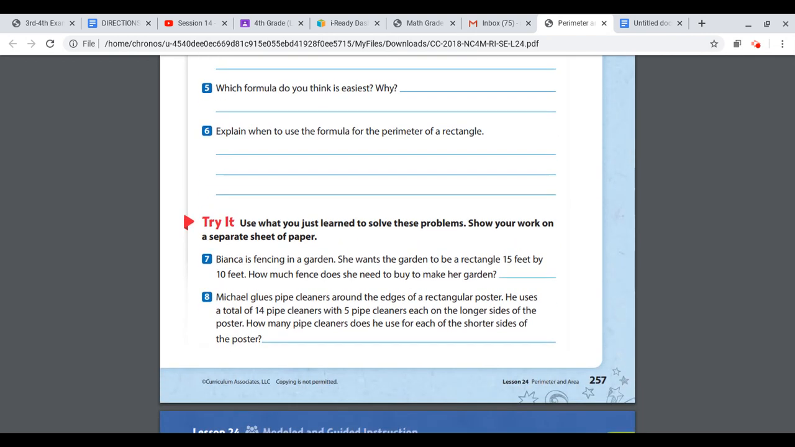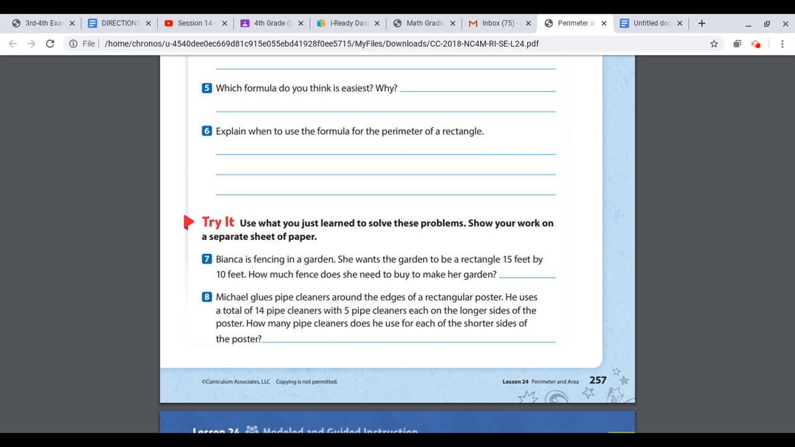Okay, now you're going to do Try It. 7 and 8. Use what you just learned to solve these problems. Show your work on a separate sheet of paper. So you are going to do 7 and 8 by yourself. I'll read 7 and 8 for you.